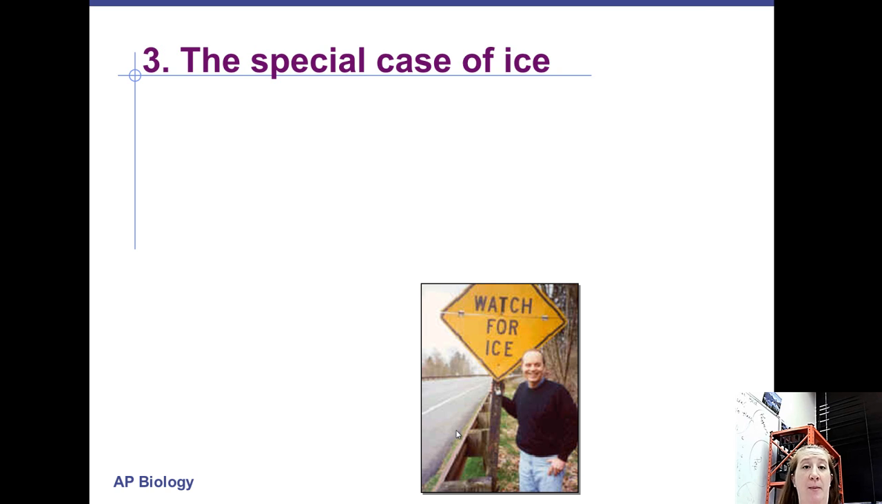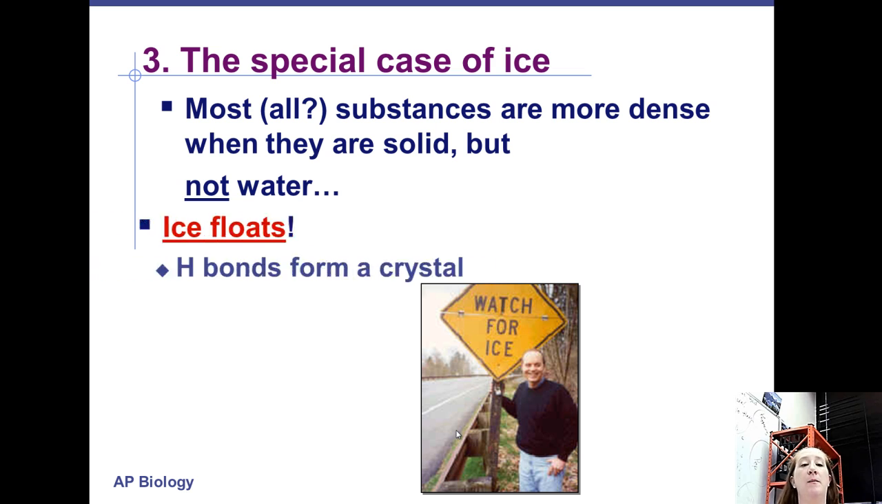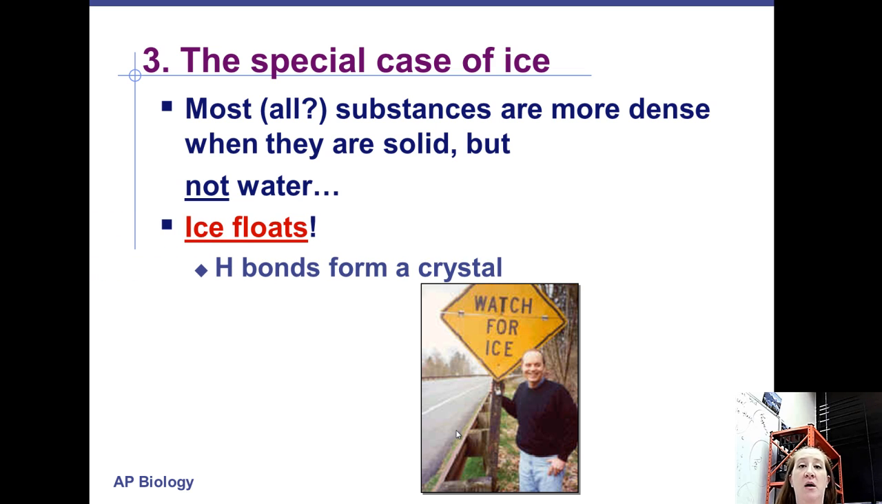Next special property is the special case of ice. Most molecules, when they form a solid, become more dense because they form a tight structure. And that tight structure makes them really dense and they sink. But water does not. Because water is able to make those hydrogen bonds, water is going to form a very spread out crystal structure. And because that structure is so spread out, the molecules have a very low density, and therefore it's going to float on top of the water.